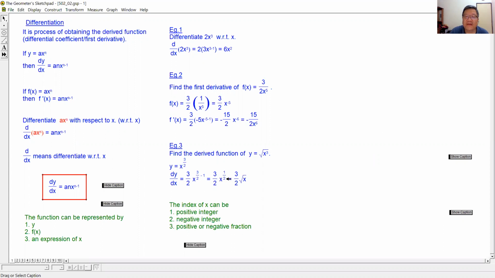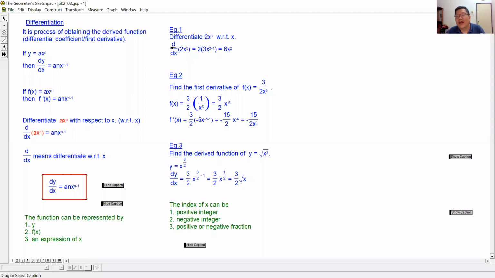Positive or negative fraction. Sometimes it can be a negative fraction. If the square root is at the bottom, then it's a negative fraction. And from these three examples, I also show you the function that is given to you can be like this. No y or x in front, y or f in front.